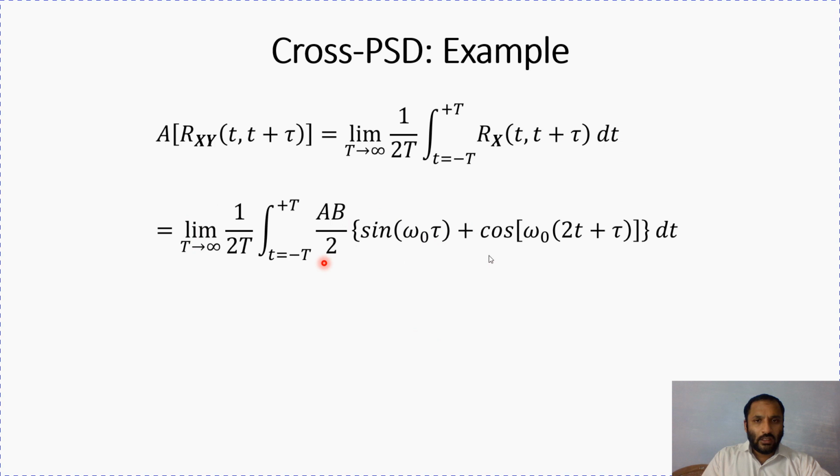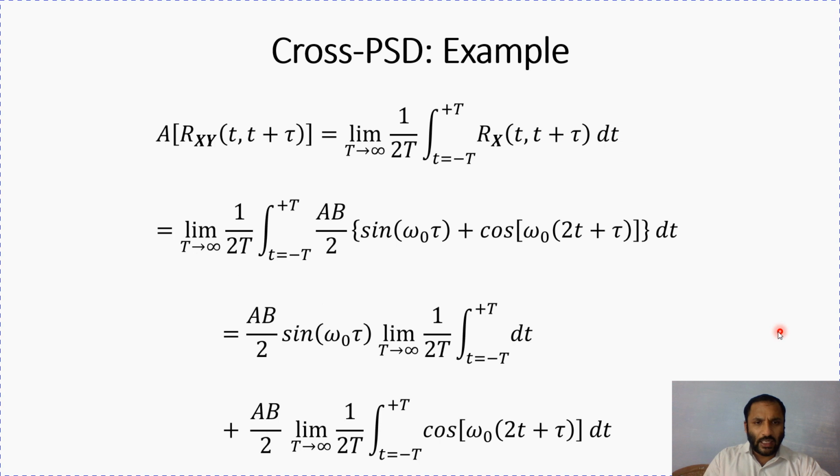Now here there is a sum, so the integral of this summation is going to be the sum of integrals. So I'm going to apply both these rules. What happens now, since in this first term, AB by 2 and sine omega naught tau are constant with respect to time, they come out of the first integral. Now what I'm left with is only this integral.